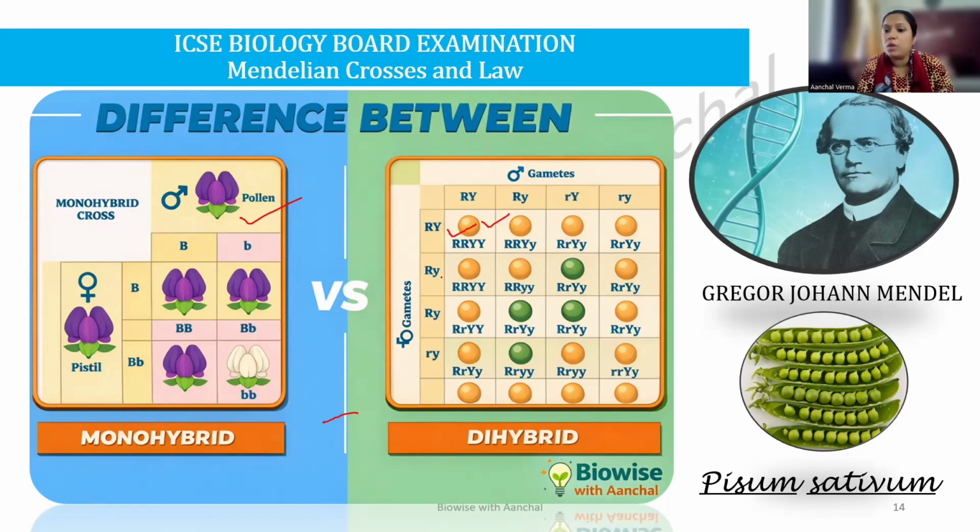Two more important questions asked from this chapter: who is the father of genetics? That is Gregor Johann Mendel. And what is the scientific name of the plant used by him? That is the pea plant, Pisum sativum. Learn to write the scientific name: P capital, S small, and both words have to be underlined.